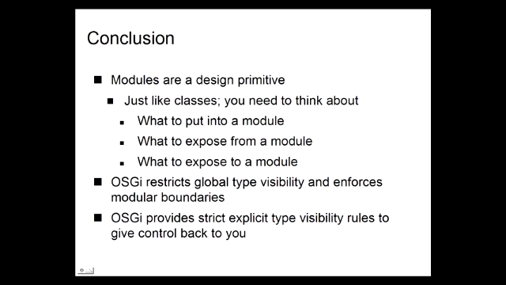So OSGi gives you the tools in order to restrict this global type visibility and enforce these module boundaries, and it also provides the strict explicit type visibility rules to give you control back to what you're going to access between the module boundaries.